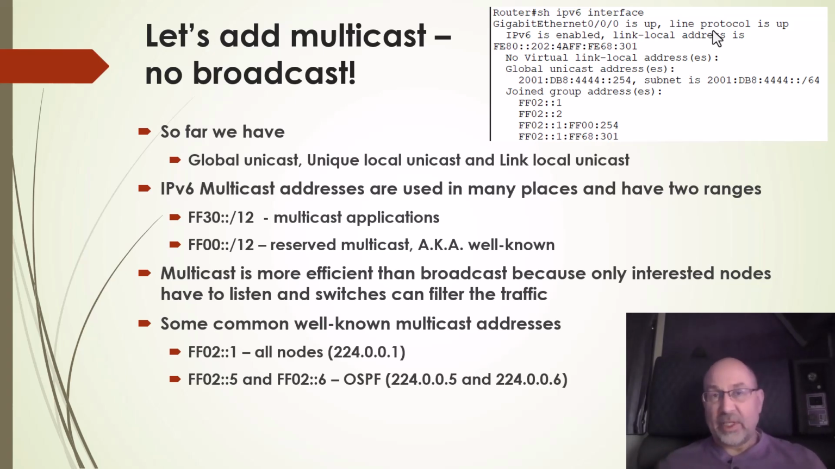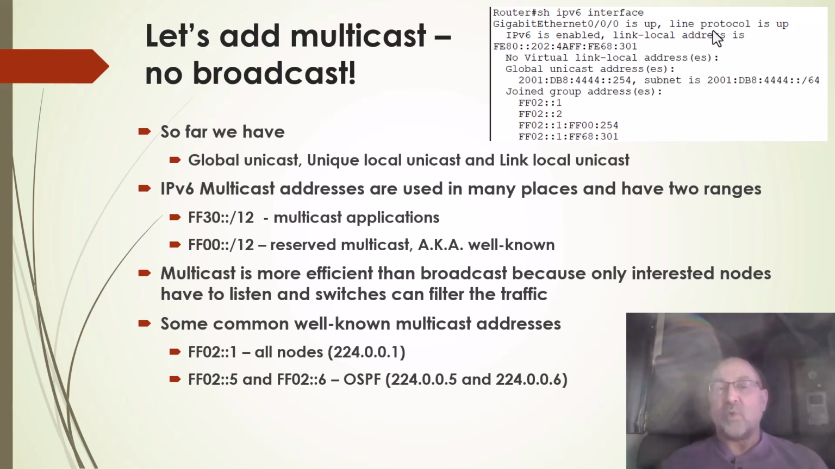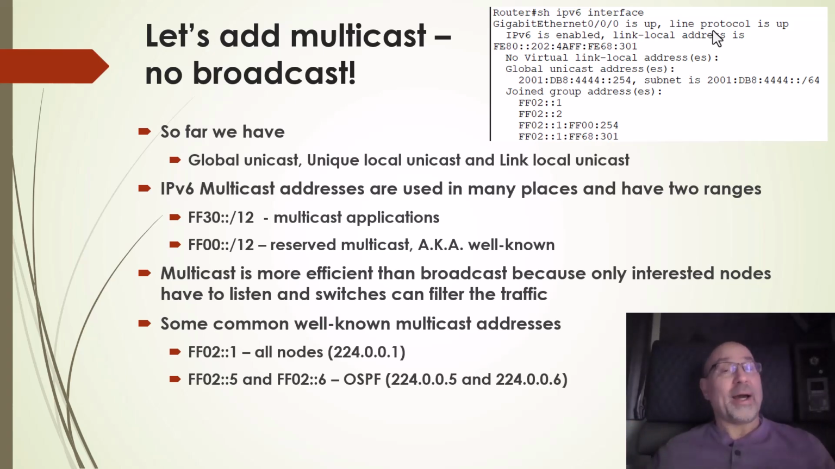Now, IPv6 uses multicast addressing a lot more than IPv4 does, and there are generally two ranges. FF30::/12, that's for applications, and then FF00::/12, these are reserved for well-known multicast addresses. Now, a good question might be, why multicast?